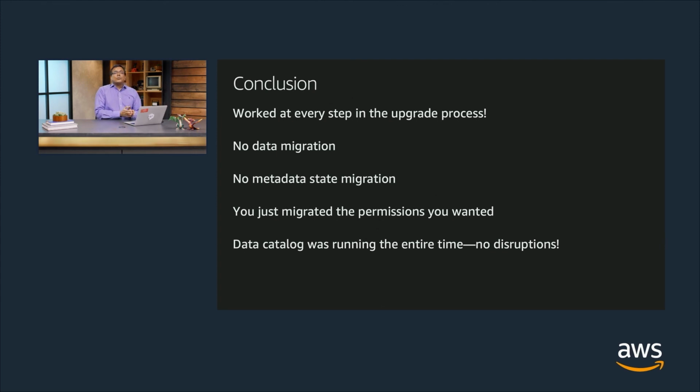So in conclusion, we went through the entire upgrade process. And the main thing that I want you to understand about the upgrade process is that it worked at every single stage, at every single step. As we were going through the entire process, granting Lake Formation permissions, nothing broke. Everything still worked. When we revoked LF pass-through, everything still worked. When we utilized coarse-grained IAM permissions, everything still worked. When we registered the location, everything still worked. And when we removed the actual S3 access policies, everything still worked.